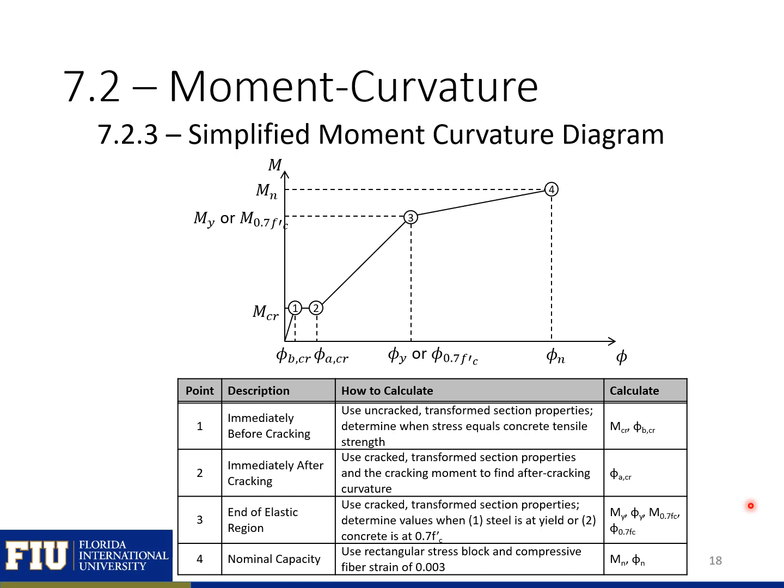For our immediate before curvature, we'll use uncracked transform section properties to determine the stress when our concrete tensile strength is reached on our bottom fiber. Immediately after cracking, we can use our cracked transform section properties and our cracking moment to find our after cracking curvature. Then we can find the end of the elastic region by seeing when our cracked transform section properties will give us our steel yielding or our concrete reaching 0.7 f'c. And then finally, we can use the rectangular stress block to find our nominal moment and nominal curvature.